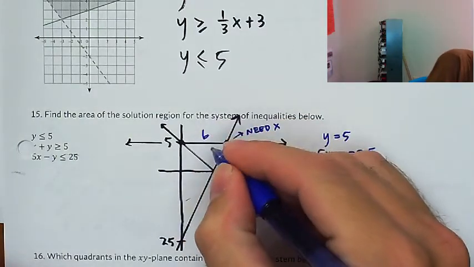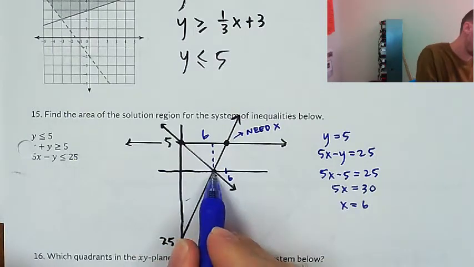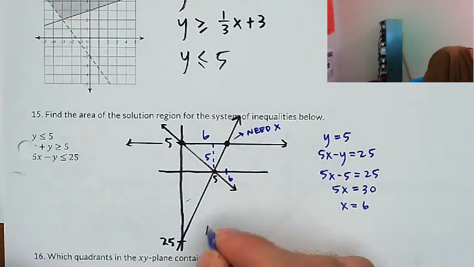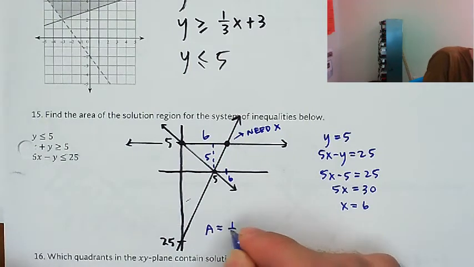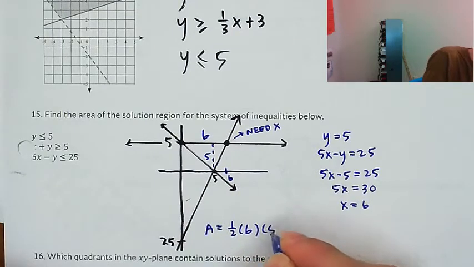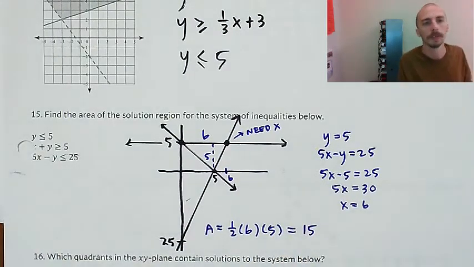The height is the distance from y equals 5 to the x-axis, which is y equals 0. So that's going to have a height of 5. Area of a triangle we know is 1/2 times the base, which is 6, times the height, which is 5. So it's half of 30, which is going to be 15. Okay, that was a good problem.